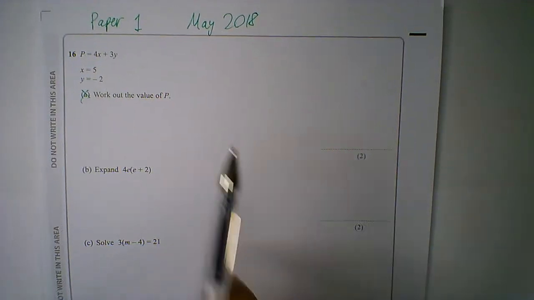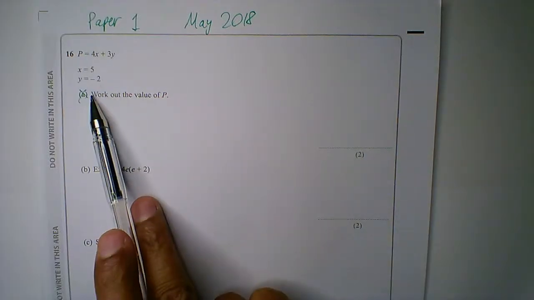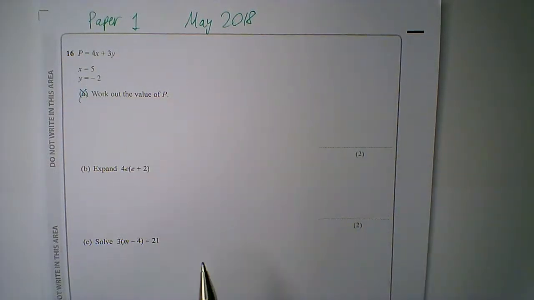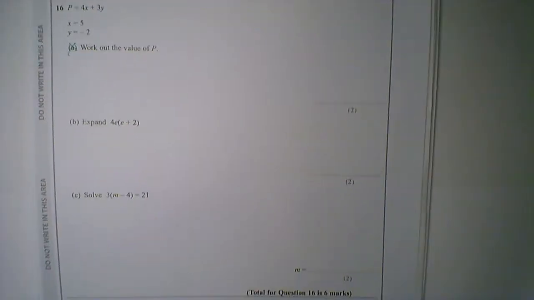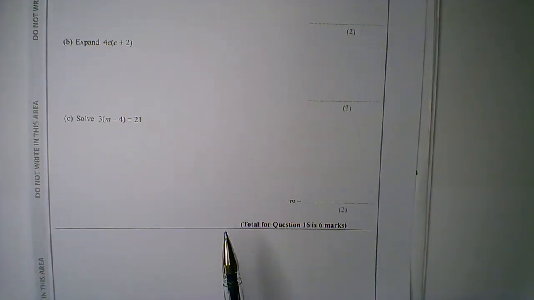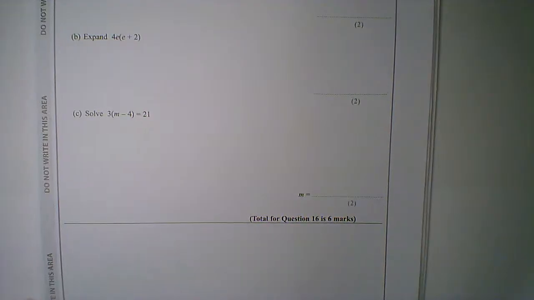Okay, this is from paper 1, May 2018. And you can see we're going to skip this first part, and we've got brackets here. So we are going to be focusing on these ones now. And again, similar to before, press pause, have a go. When you're ready, press play for the answer.